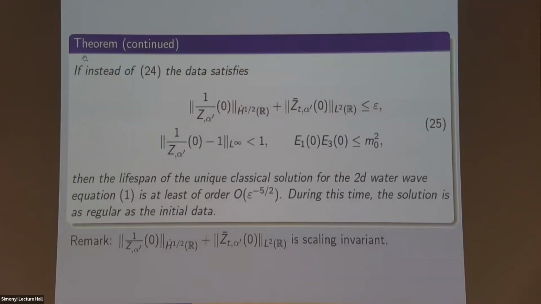So now what if I just assume smallness on scaling invariant quantities? If I only assume this scaling invariant quantity is small and also the steepness is not small, but less than 1, right? And this is less than a universal constant, then the lifespan just shrinks to epsilon to the minus 1/2. Okay, so slightly less. And during this time, the solution is also regular. Everything here actually is scaling invariant, and the first one is assumed small. The second and third do not need to be small.